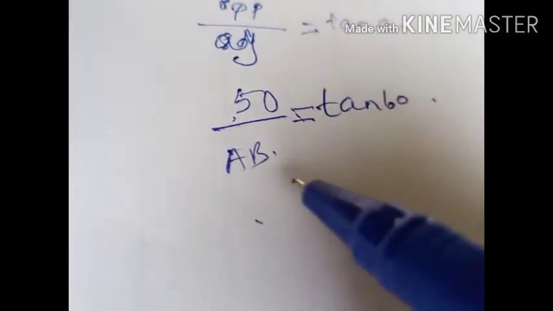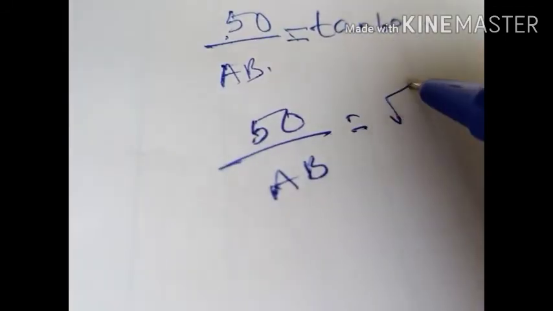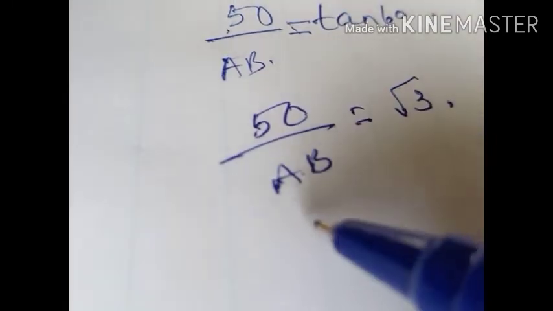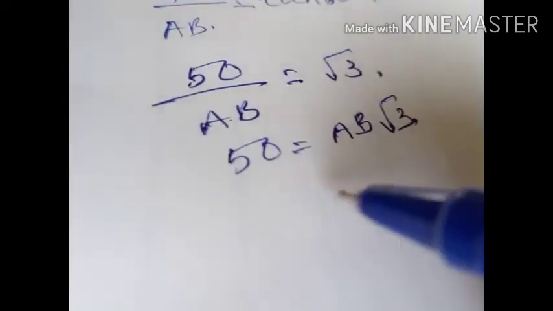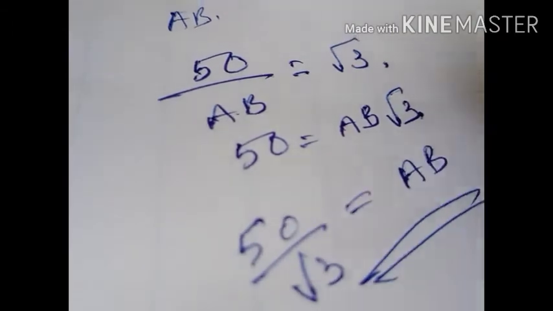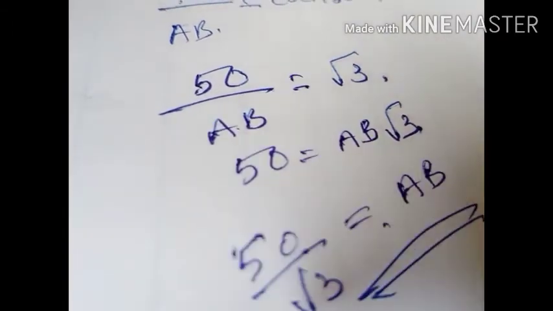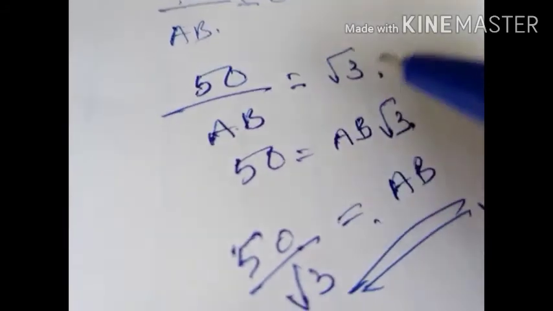So tan 60. Then we can substitute the value of tan 60. What is the value of tan 60? It is root 3. Then transpose, 50 equal AB into root 3. Then AB equal 50 by root 3. So we got the value of AB as 50 by root 3. No need to simplify that here because we have to find H. So this value we can write in the figure, AB is 50 by root 3.